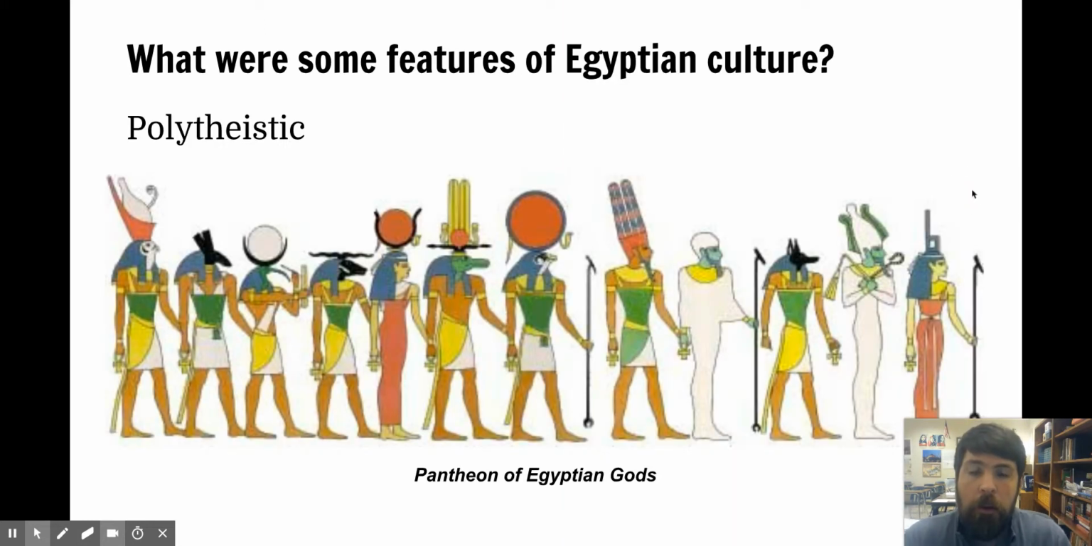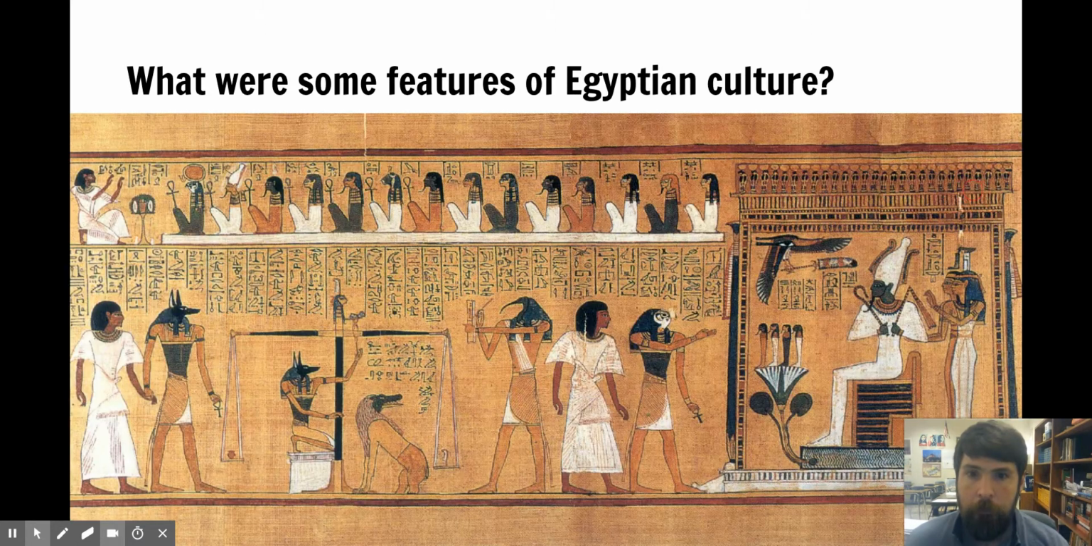We're going to wrap up by talking about Egyptian religion, which, just like Mesopotamian religion, was polytheistic. They believed in many different gods and goddesses. Here is an illustration of some of them. A pantheon of Egyptian gods and goddesses just means a group.